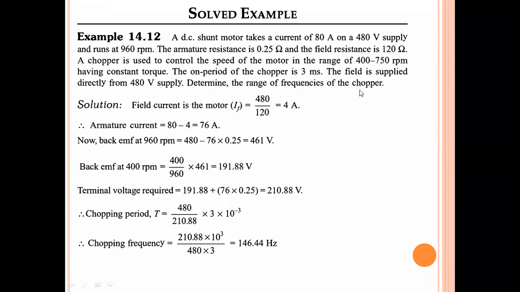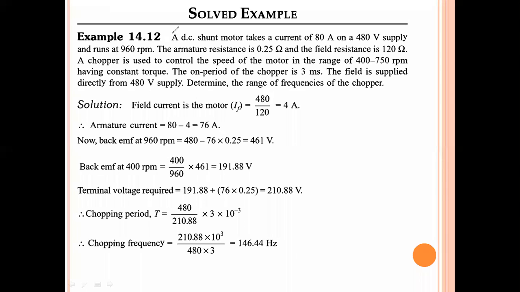Determine the range of frequencies of the chopper. So we need to determine the operating range of the frequency of the chopper. How can we calculate the frequency? Okay, let's see first the circuit diagram.